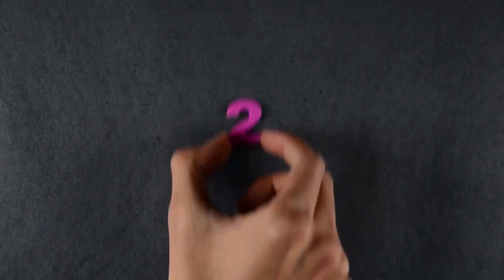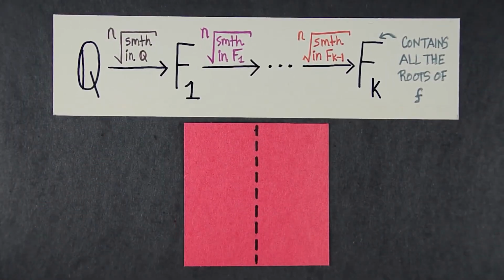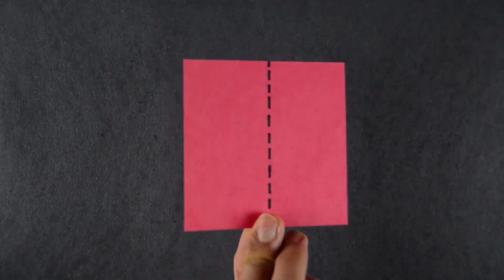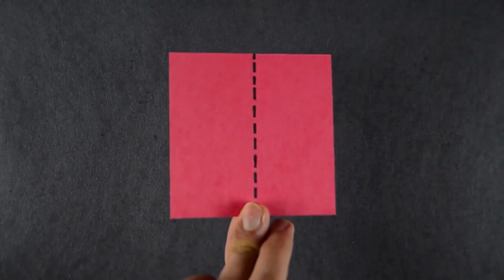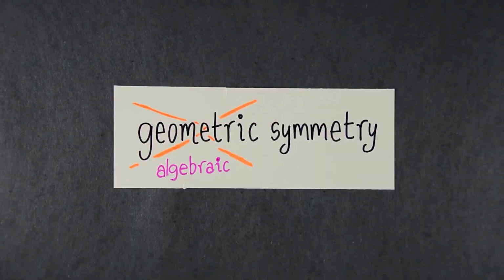The main insight of Galois theory is to convert problems about fields into problems about symmetry. We all know what symmetry means intuitively. This square is symmetric about this axis because when you flip it, it looks the same. The key leap is to go from geometric symmetry to algebraic symmetry.